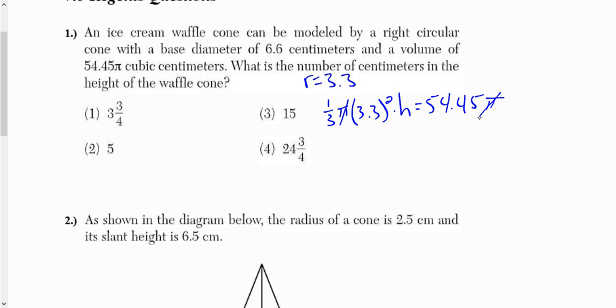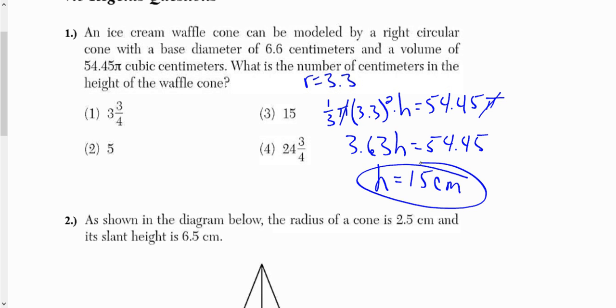And probably the best thing to do is just do 3.3 squared and then divide that by 3. What do you got there? Like 3.63? h. Simple enough. 3.63h is 54.45. And h is 15 centimeters. Number 23. Okay, moving on, number 2.